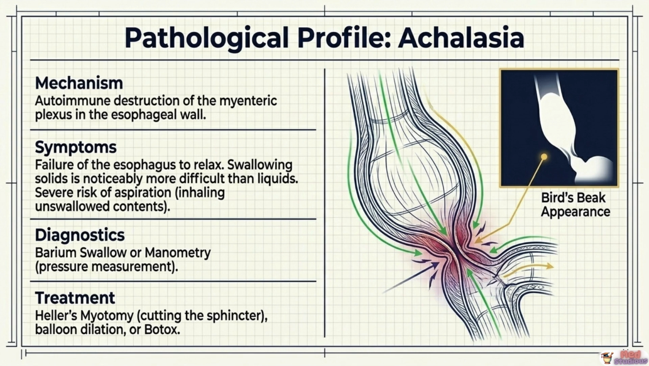Standard medical treatment relies on Heller's myotomy, surgically cutting the unyielding sphincter muscle, along with aggressive balloon dilation or targeted Botox injections to force the tissue open.